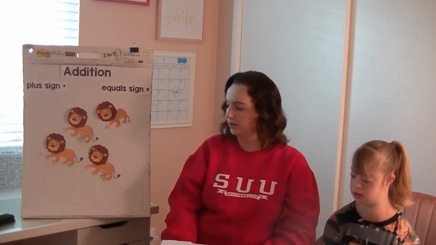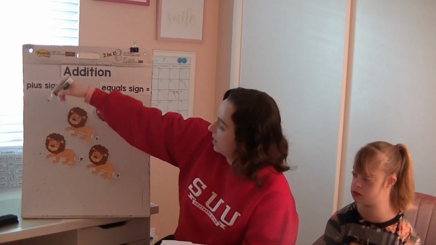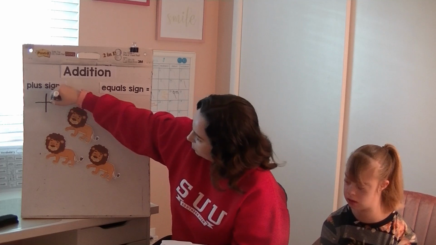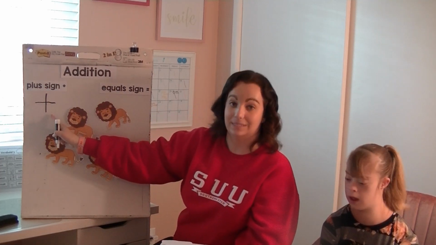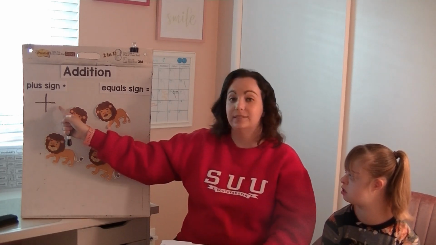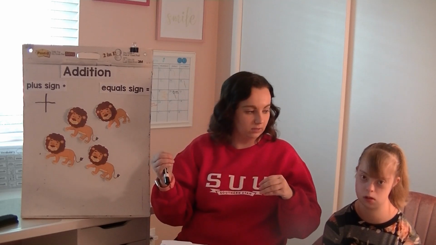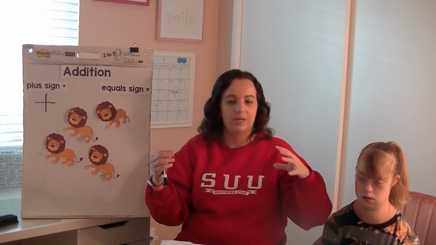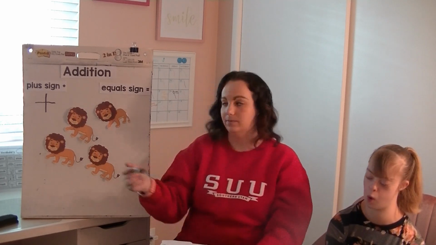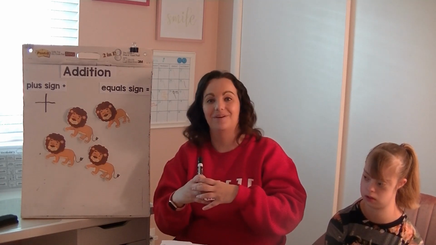And I'm going to draw it so we can see it even a little better too. The plus sign right here. A line straight down, a line straight across. The plus sign. When we see that plus sign, that means we're doing addition. More is joining with another number. A number or a group is joining with another number or another group to add them together. When you see the plus sign, you know you need to add groups together, okay?